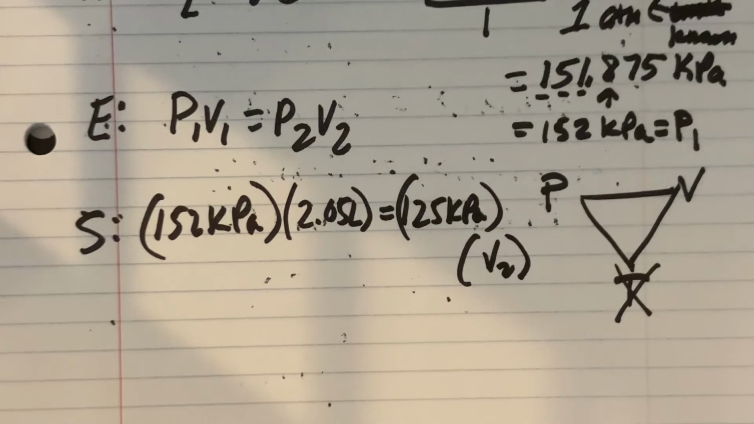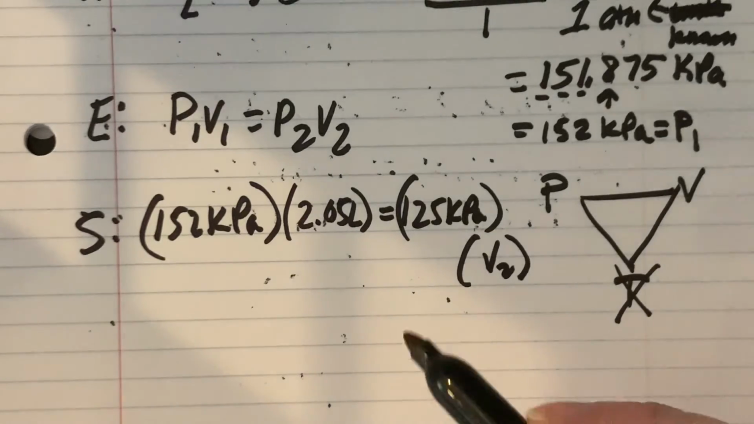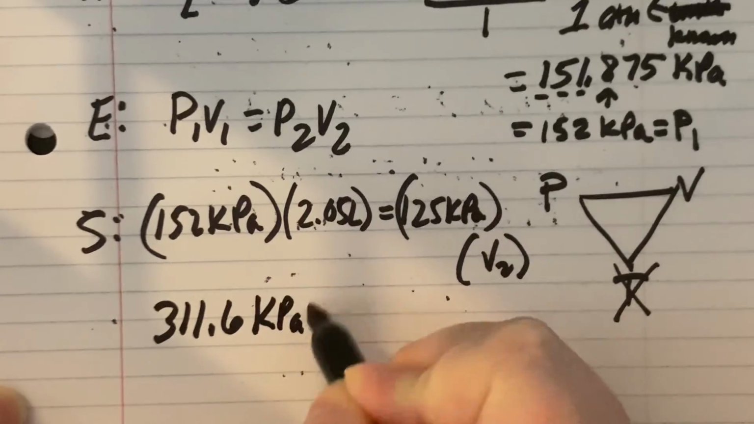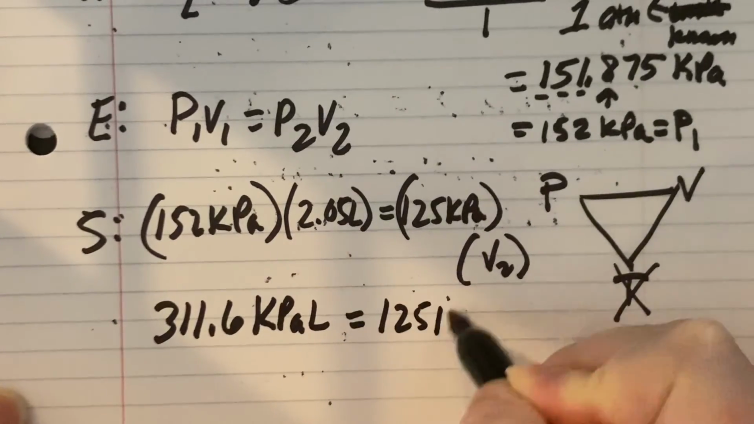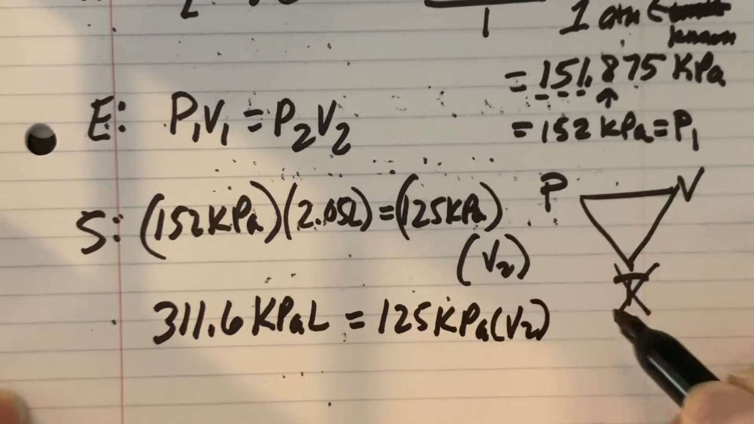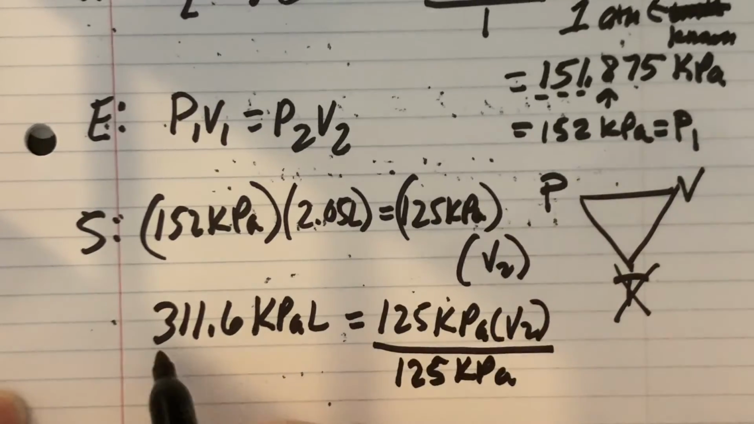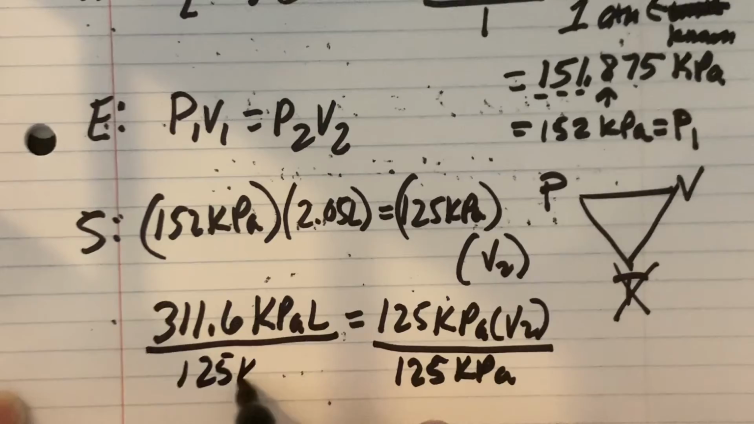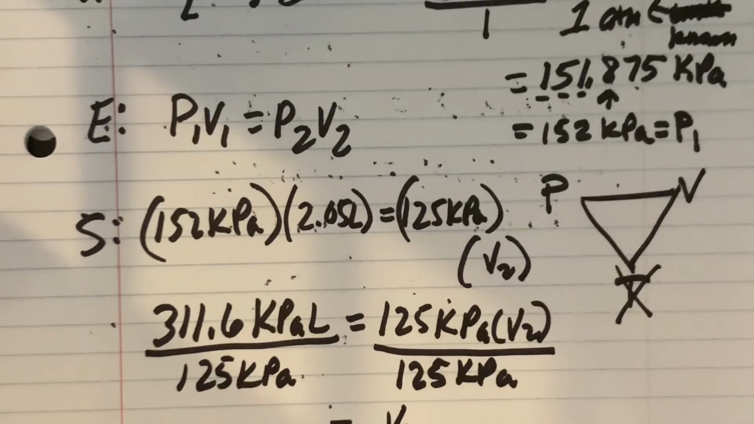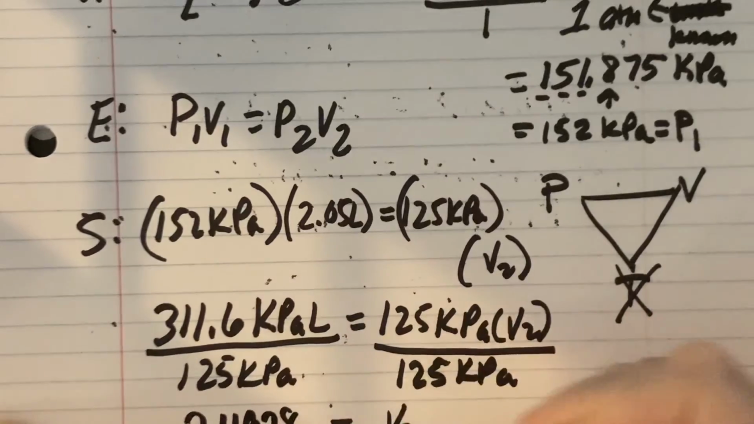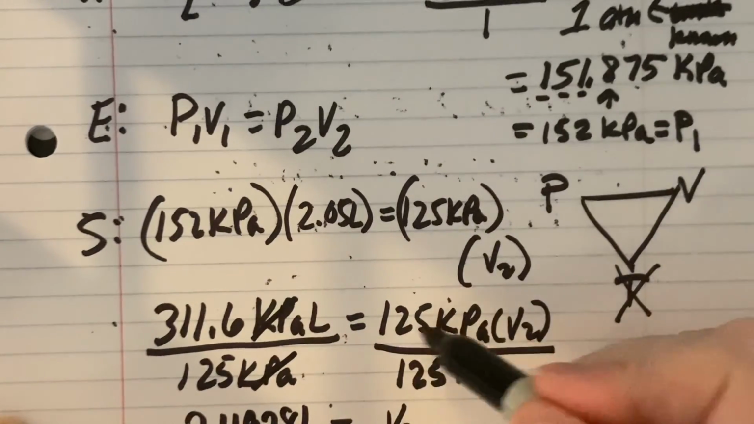So combining like terms, 152 times 2.05 is 311.6 kilopascal liters, which is equal to 125 kilopascals times V2. I want to get 125 kilopascals not attached to V2 anymore, so I'm going to divide. What I do to one side, I do to the other. So 311.6 divided by 125 gives me 2.4928 liters, because those kilopascals cancel.